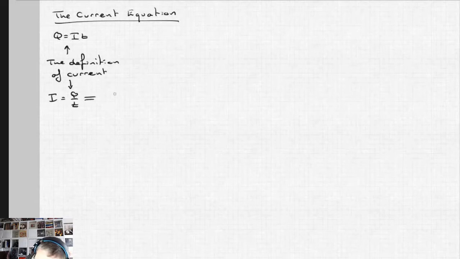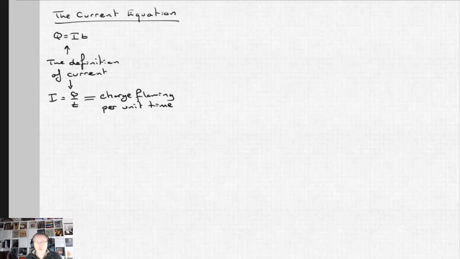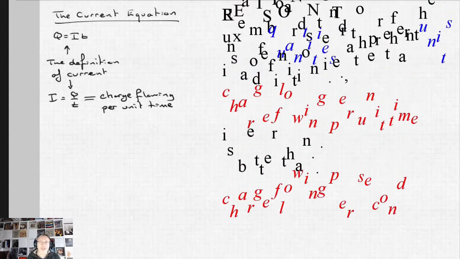And that would be equal to, if I was to say in words, the flash way, if you like, of saying it: charge divided by time is charge flowing per unit time, or the charge flowing in 1 second.